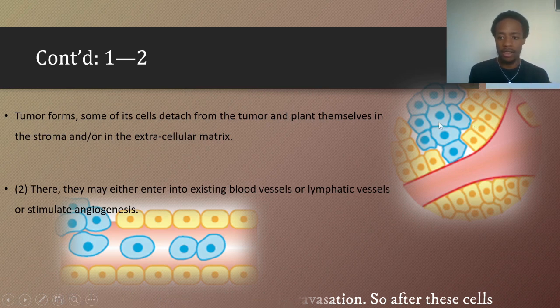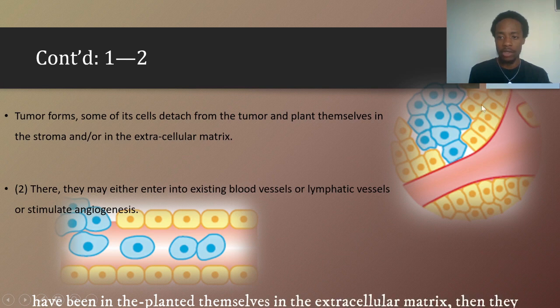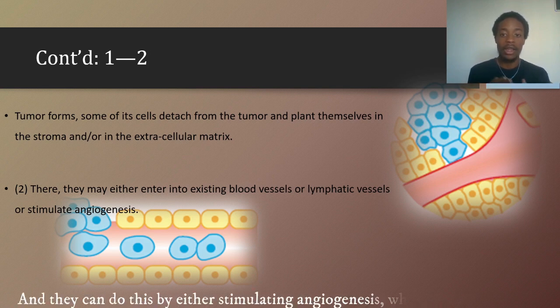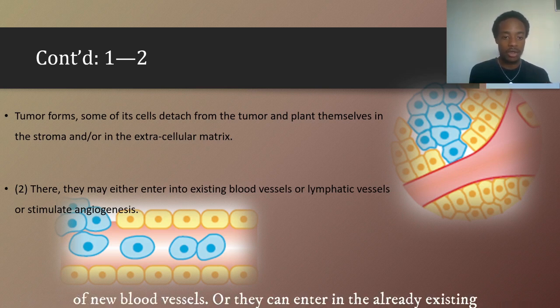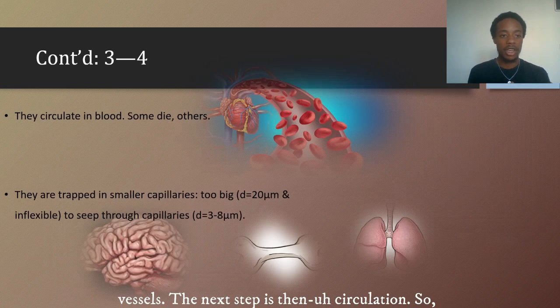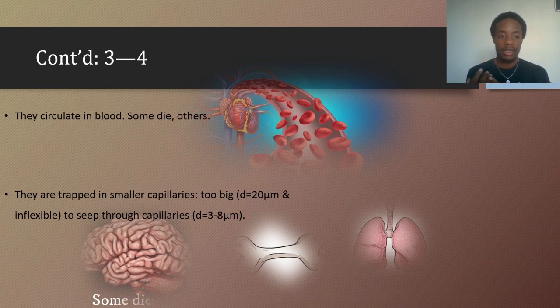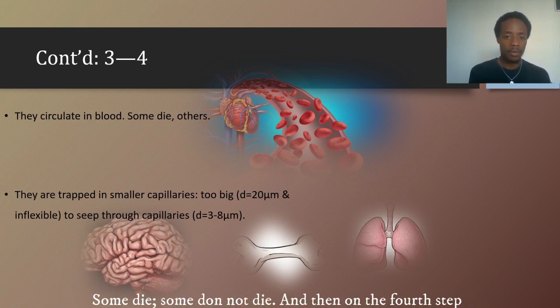The second step is intravasation. After these cells have planted themselves in the extracellular matrix, they find a way to enter the blood vessels or the lymphatic vessels. They can do this either by stimulating angiogenesis, which is the formation of new blood vessels, or they can enter already existing vessels. The next step is then circulation. So they've entered the blood vessels and they are circulating. Some die, some do not die.